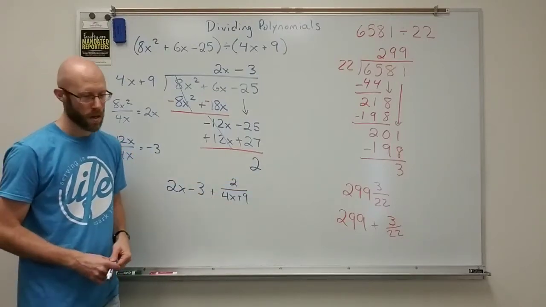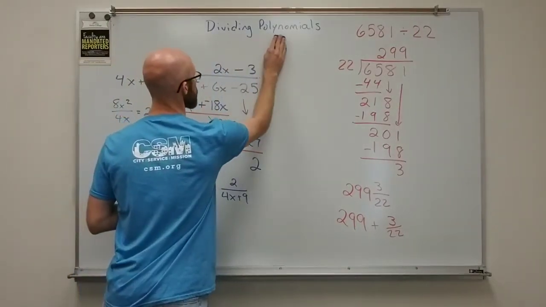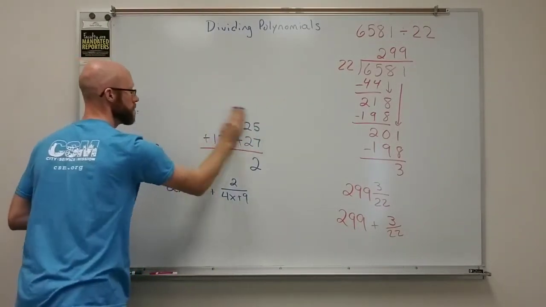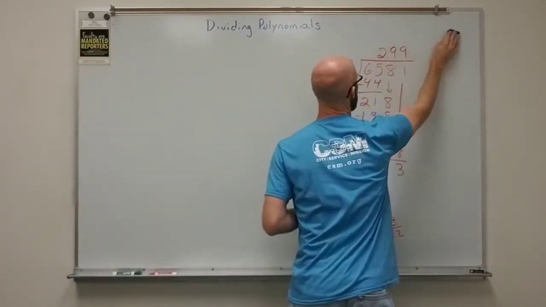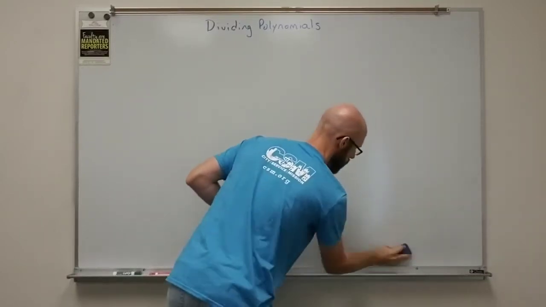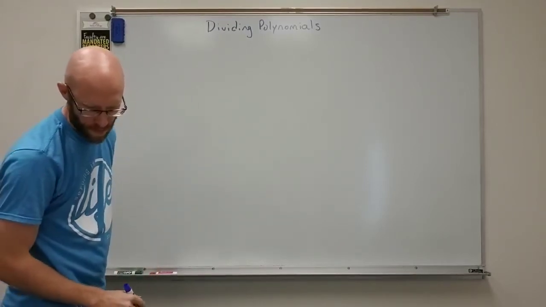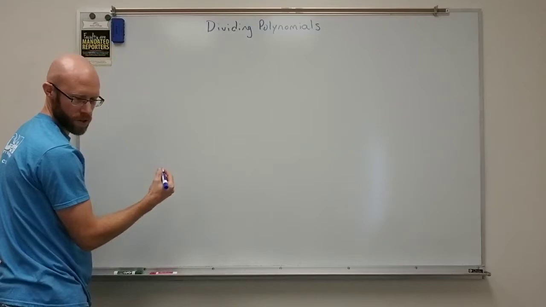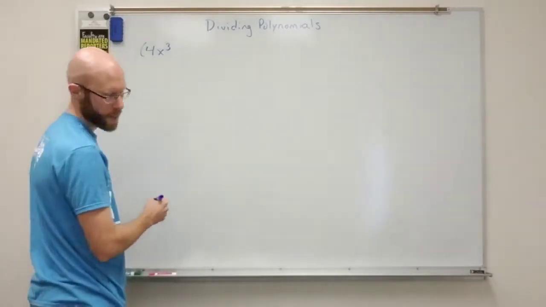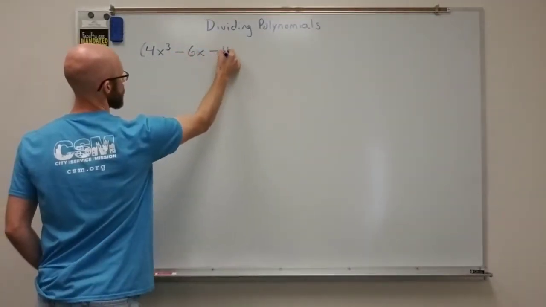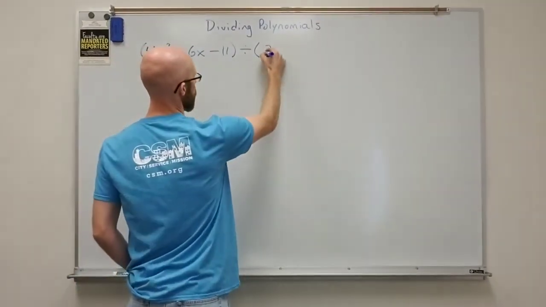All right, so that's how we treat the division process when there's not a remainder of 0. Let's take a look at one more example before we end our discussion on division. So this last one, let's do 4x to the third minus 6x minus 11, and we'll divide that by 2x minus 4.